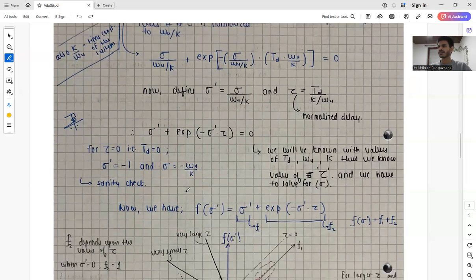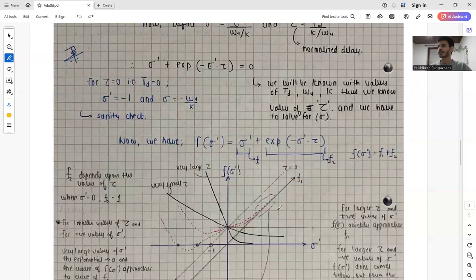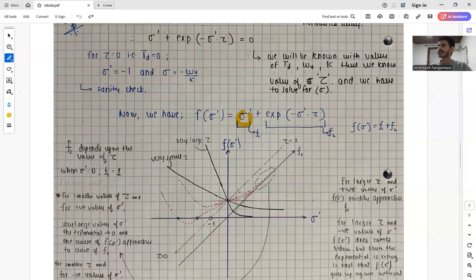And now we have our function, which is a function of sigma prime. To plot this function, we cannot find the value of sigma prime explicitly. So we will plot it and divide it into two different functions, f1 and f2. Basically the equation is made up of f1 and f2, where f1 is sigma prime and f2 is the exponential function.